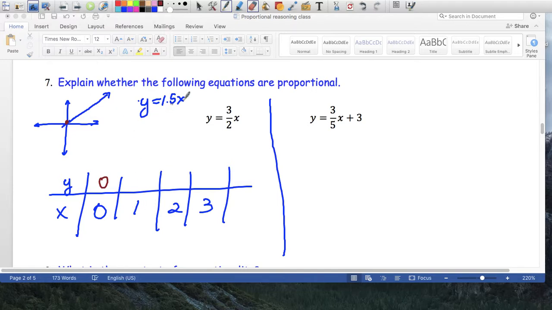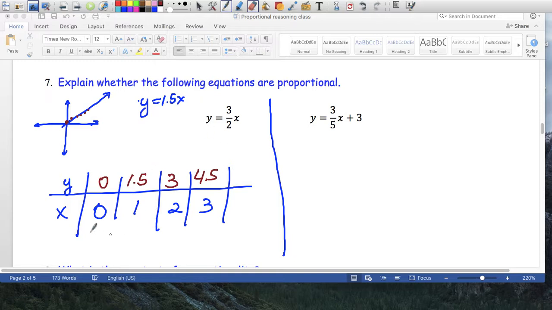When x equals 1, it'd be 1.5 times 1, and you get 1.5. When x equals 2, 1.5 times 2 is 3. When x equals 3, 1.5 times 3 would be 4.5. So you would have those points on the line, and you can tell that they are proportional.